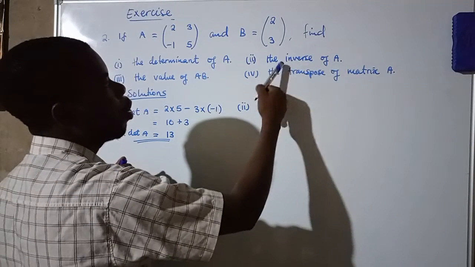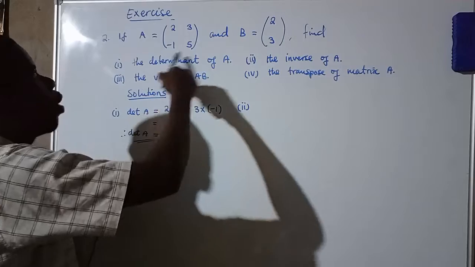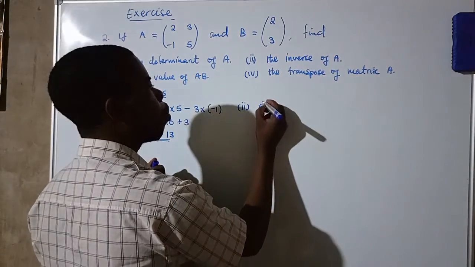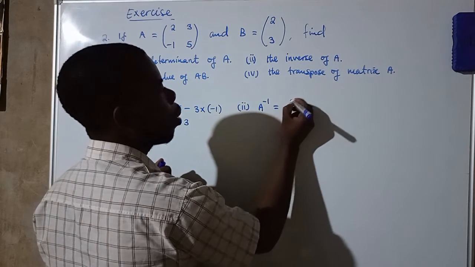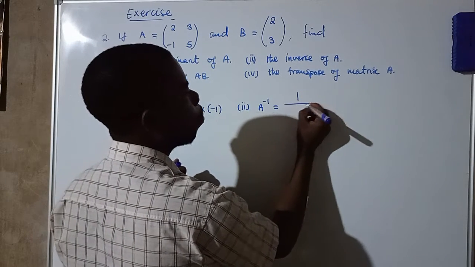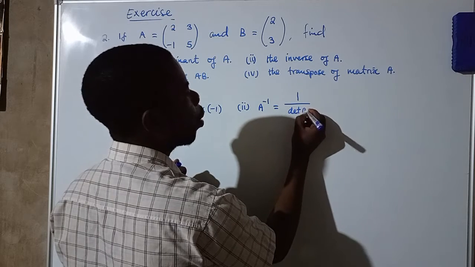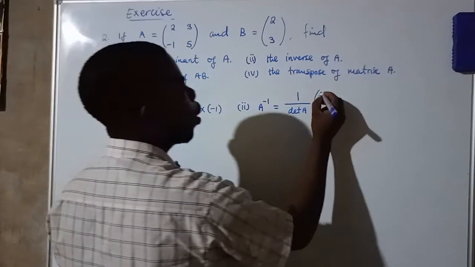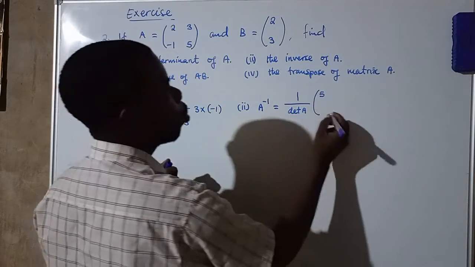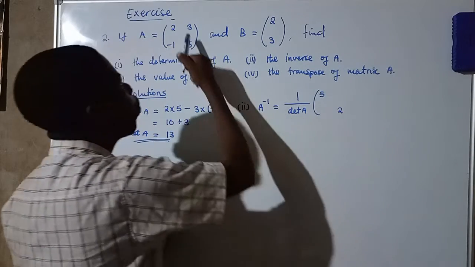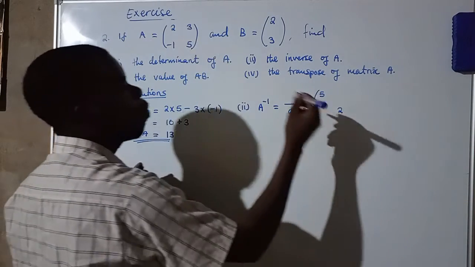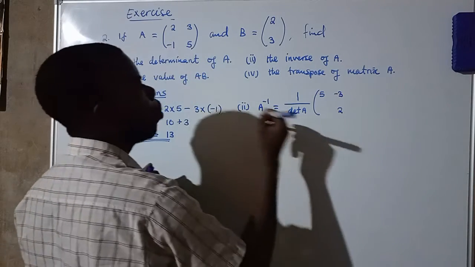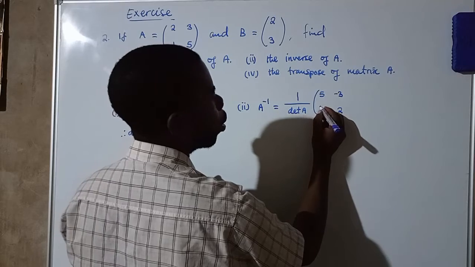Then part 2, the inverse of A. Find the inverse of A. So we need to find the inverse of A. So remember, inverse, which is represented like A to power negative 1, is given by 1 over determinant of A. When we open brackets, we swap these values here. 5 comes here, then 2 comes here. Then we put a negative here. We multiply a negative there, so it will be negative 3. Then here we multiply a negative, it will be now positive 1. Okay?